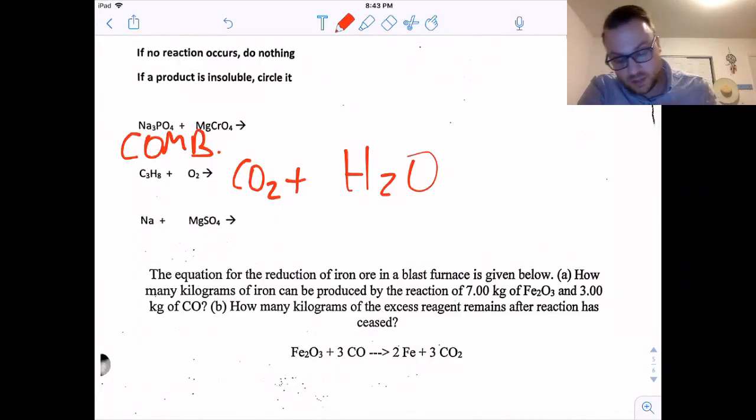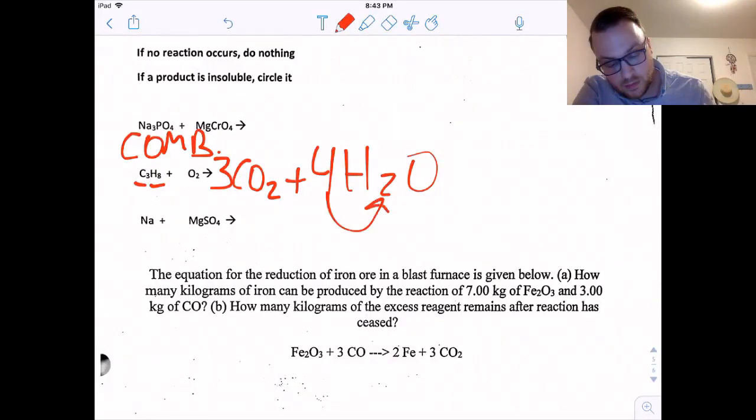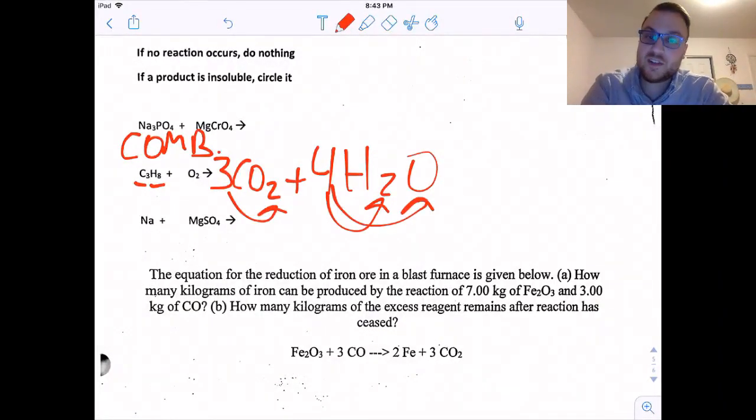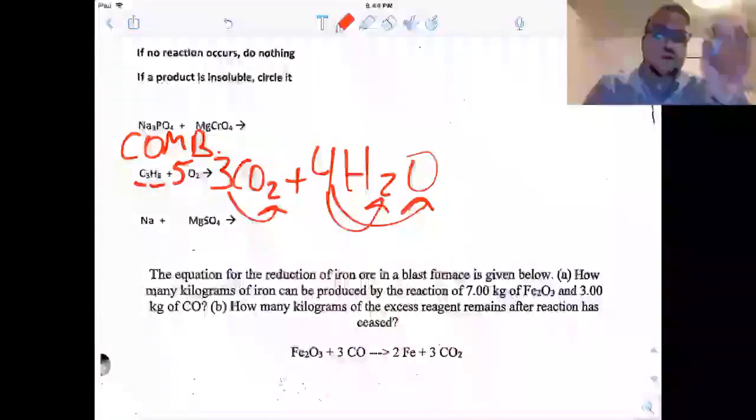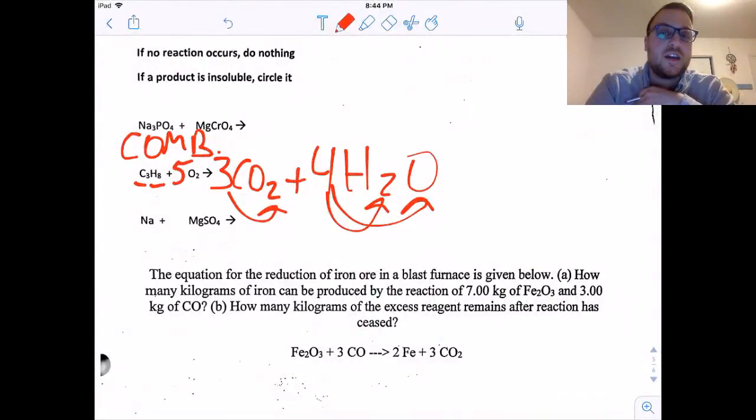Balance this equation. I see 3 carbons. I see 8 hydrogens. 4 times 2 is 8. And then I see 3 times 2 oxygens plus 4. So that's 6 plus 4 is 10. Put a 5 there. Don't circle anything. There's nothing about solubility with combustion. You get carbon dioxide going into the air as a gas. You get water, might form a liquid, probably not because these are really hot, going into the air as a gas, done. That's combustion.